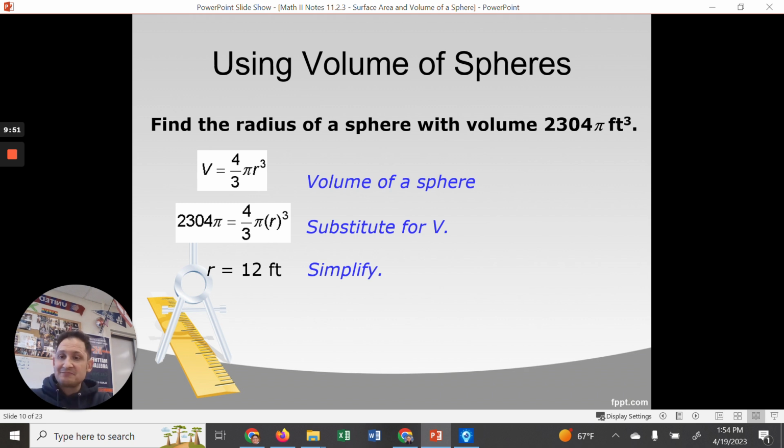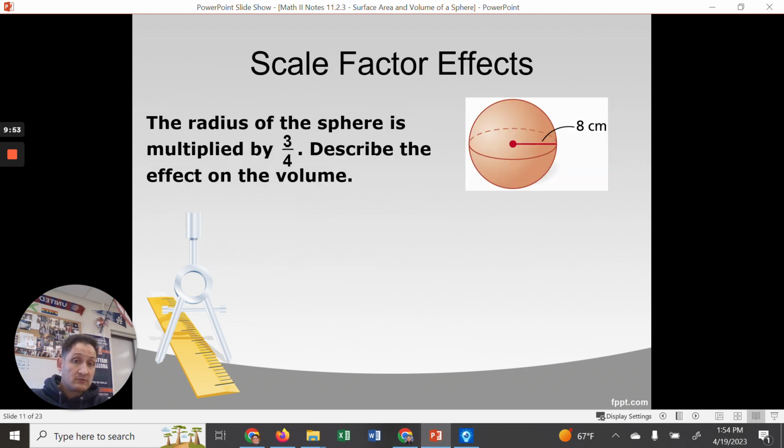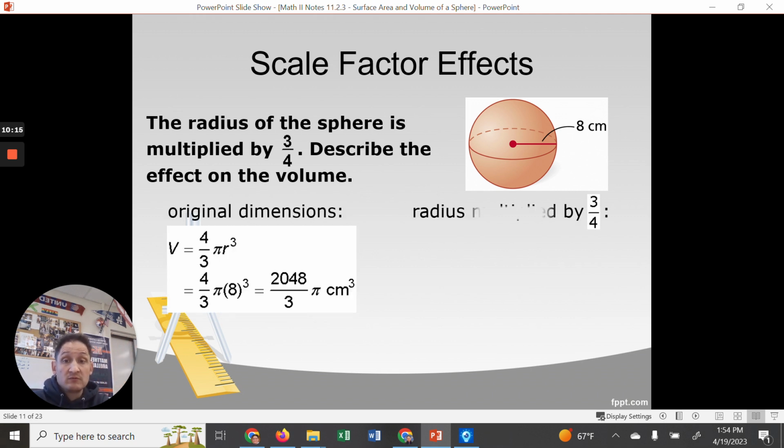This would be a good time to bring up something old. Just as a reminder, this doesn't go away. We're dealing with volume. We're dealing with surface area. Hey, if I change that radius by a factor of 3/4, how does the overall volume change? Now you could find the volume of the new, and you could find the volume of the old, and you could compare them. But you shouldn't have to.